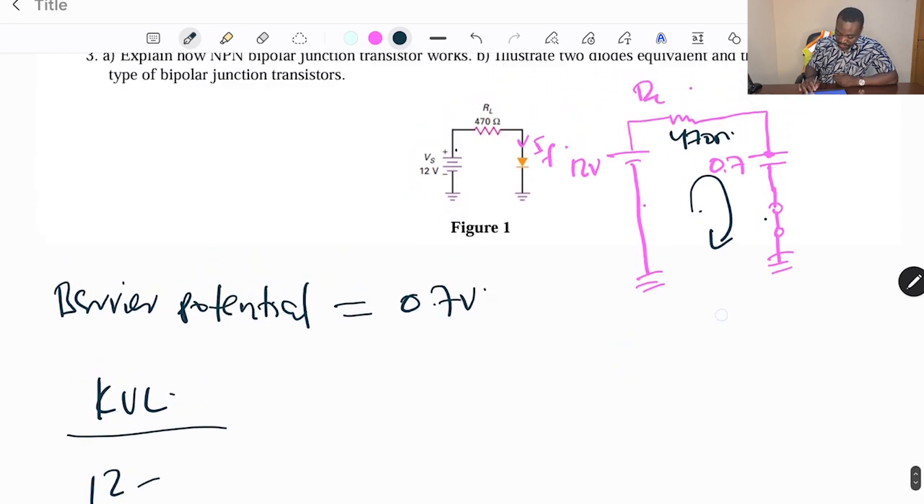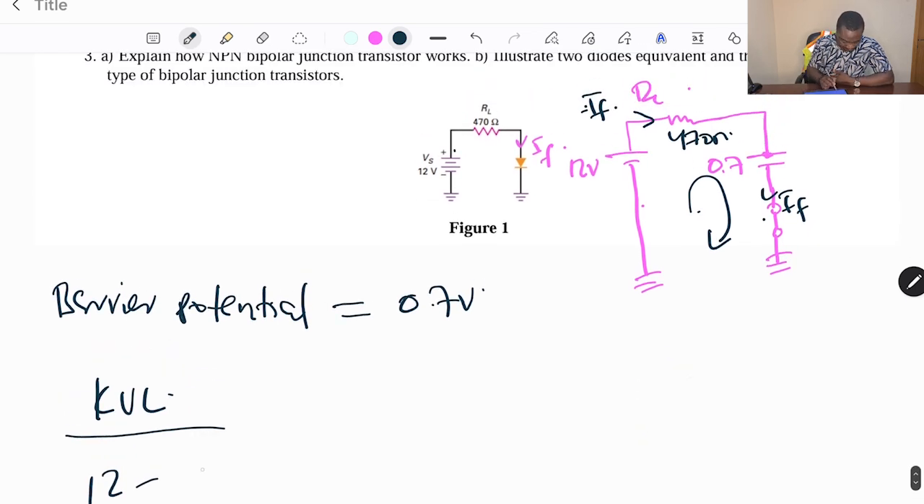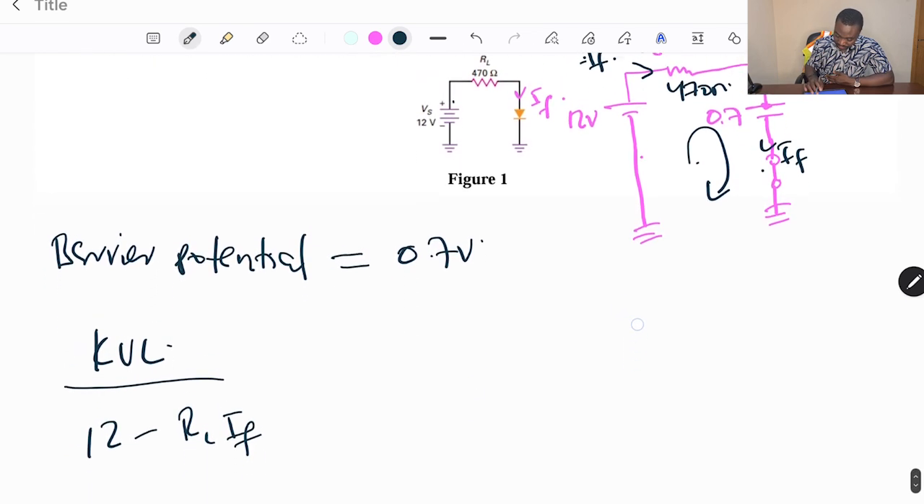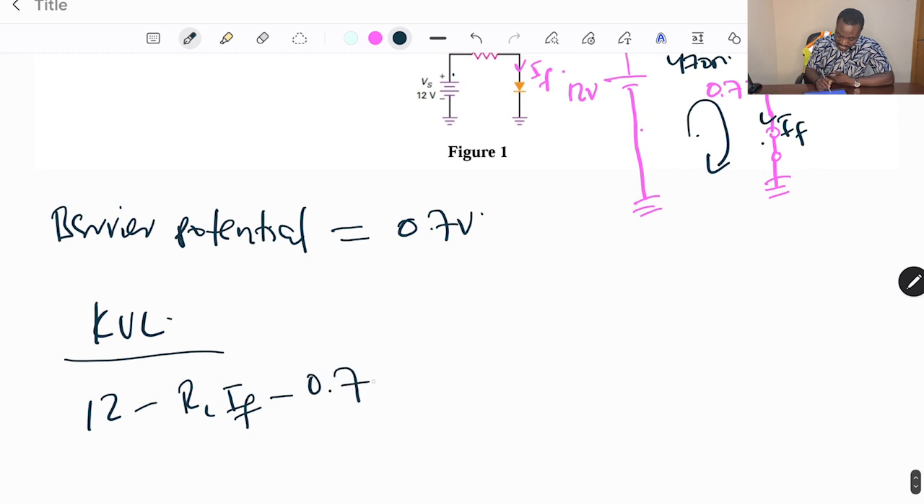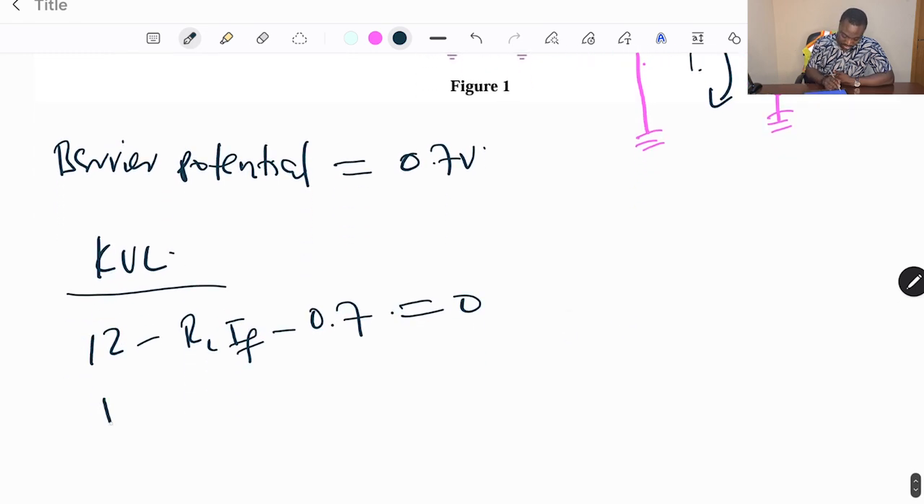This is going to be a drop, but the current that is passing through this is going to be what? IF, the forward current. The same current that is passing through the diode, which is here, is the same current that is passing through the load resistor here. So we have here R IF minus 0.7 equals 0.